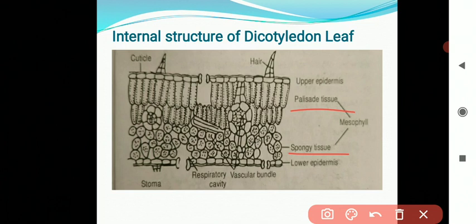Now the third important region of this leaf is the vascular bundles. This mesophyll tissue is characterized by the presence of vascular bundles in between.